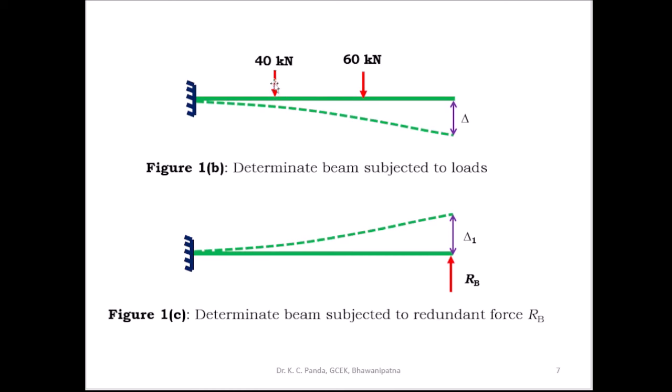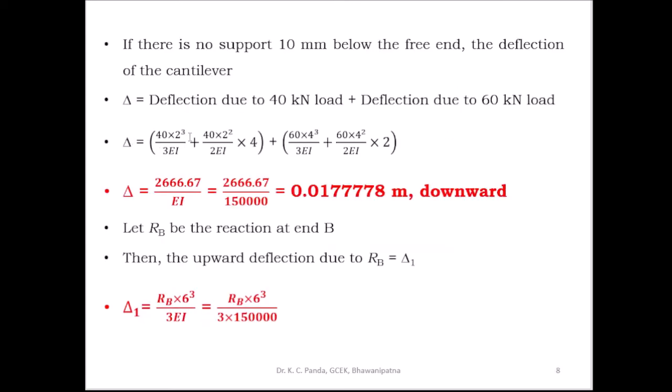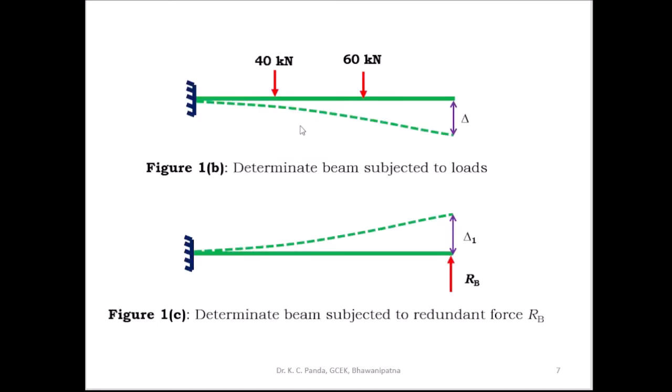So here, the 40 kilonewton load you have to take as a concentrated load. The deflection here is equal to 40 into 2³ by 3EI, and the slope here is 40 into 2² by 2EI. Then what is the deflection of the free end due to the 40 kilonewton load? It is equal to 40 into 2³ by 3EI plus 40 into 2² by 2EI into 4. This is the distance between this and this: this length is 4 meter and this length is 2 meter.